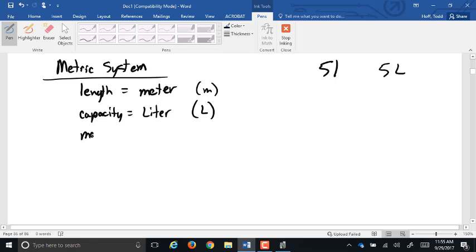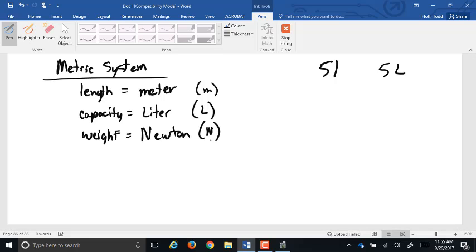For mass, actually, let's do weight first. What's the unit for weight? Anybody know? It's a Newton. In the standard system, we had the slug for mass, which most people have never heard of, because in the standard system, we tend to focus on weight. In the metric system, they use Newton for weight, because in the metric system, we tend to focus on mass.